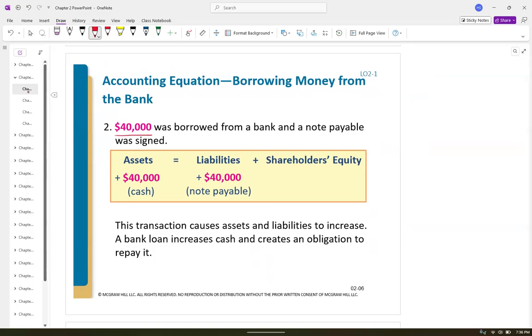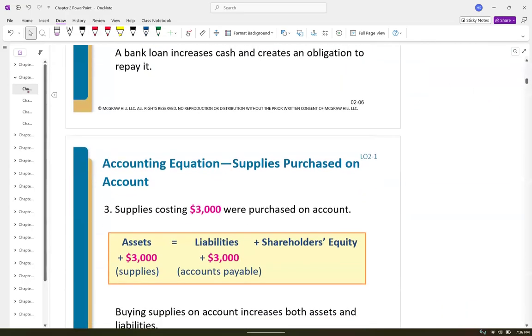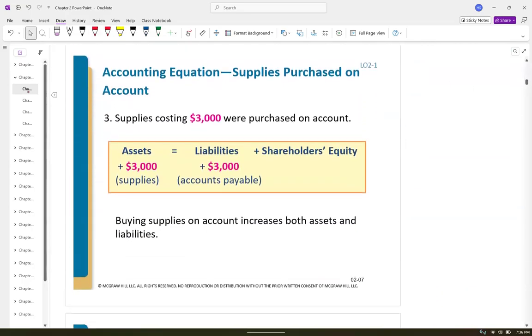So $40,000 was borrowed from a bank and a note payable was signed. So we're going to increase cash and increase the liability. That means we will debit cash again for 40,000, but we're going to credit notes payable now for 40,000. Okay.